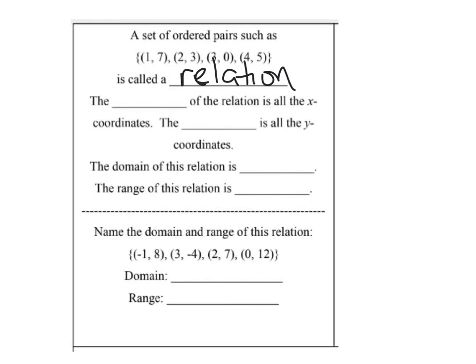So then we're going to go ahead and talk about X. So the domain of the relationship is all the X coordinates. So make sure you understand that. And the range is all the Y coordinates. So later on, we're going to be asking for domain and range, so make sure you understand that.